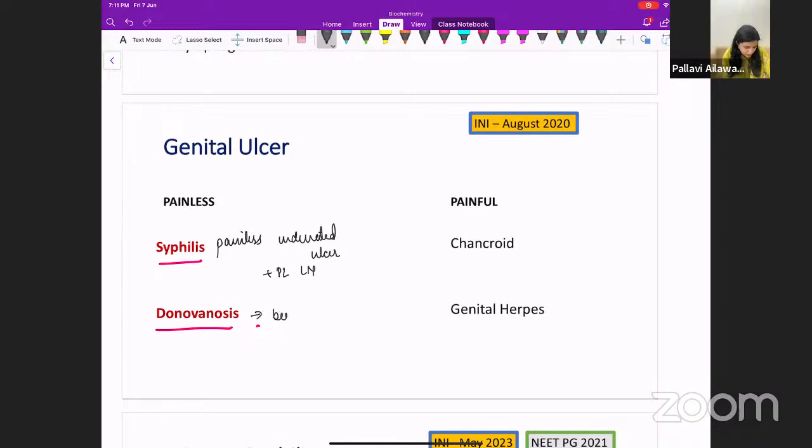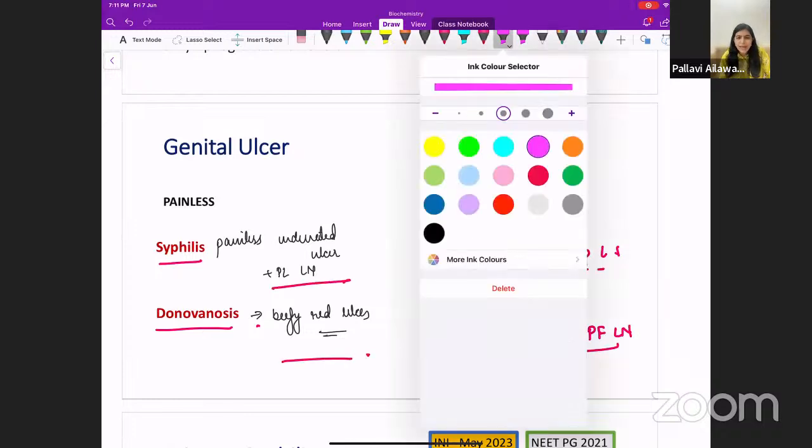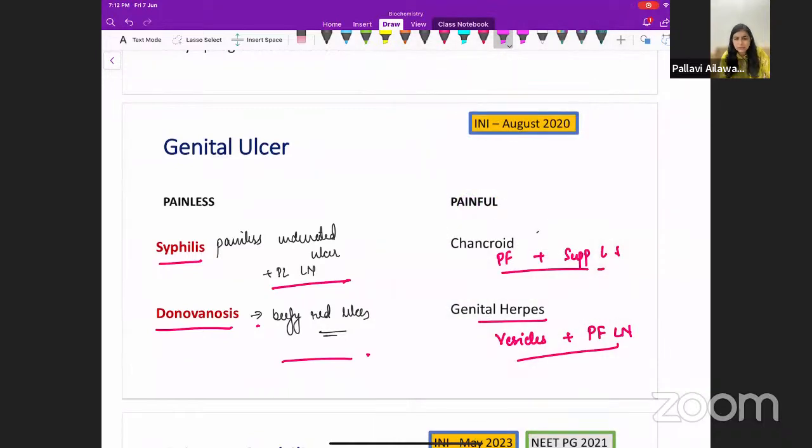With donovanosis, the keyword is a single beefy red painless ulcer. With chancroid, multiple painful ulcers with painful suppurative lymphadenopathy. With herpes, it will be grouped vesicles with painful lymph nodes. So these are the keywords that you have to identify in every question. If you can identify these keywords, you will be able to solve every question of genital ulcer that is asked.